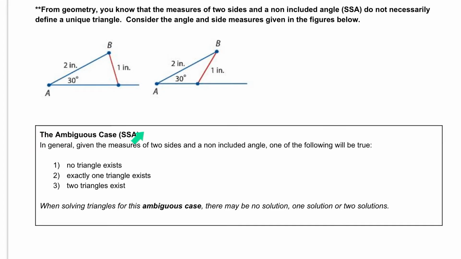We call this the ambiguous case of the law of sines, and it only happens when you have a side-side-angle triangle. In general, given the measures of two sides and a non-included angle, one of the following will be true. Either 1, no triangle will exist, 2, exactly one triangle exists, or 3, 2 triangles exist. And we'll go over an example of each one of these situations. When solving triangles for this ambiguous case, there may be no solution, 1 solution, or 2 solutions. So let's take a look at example 3.